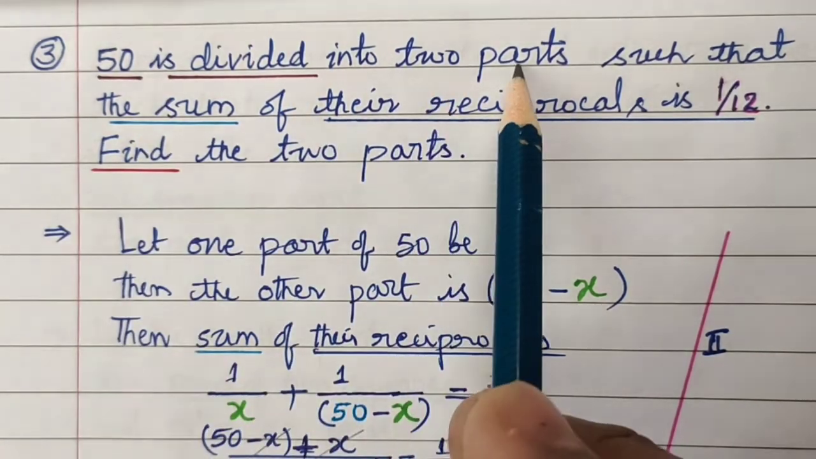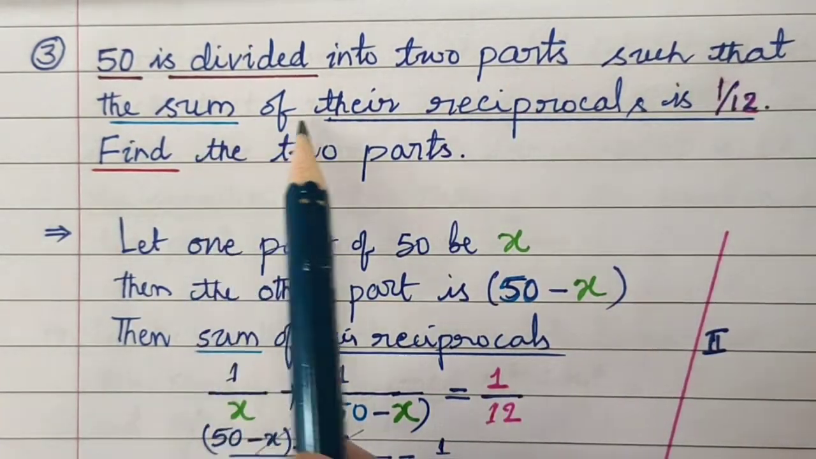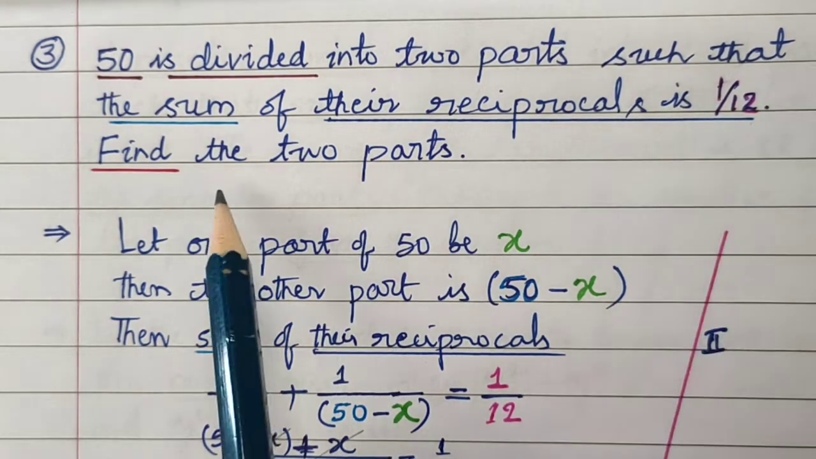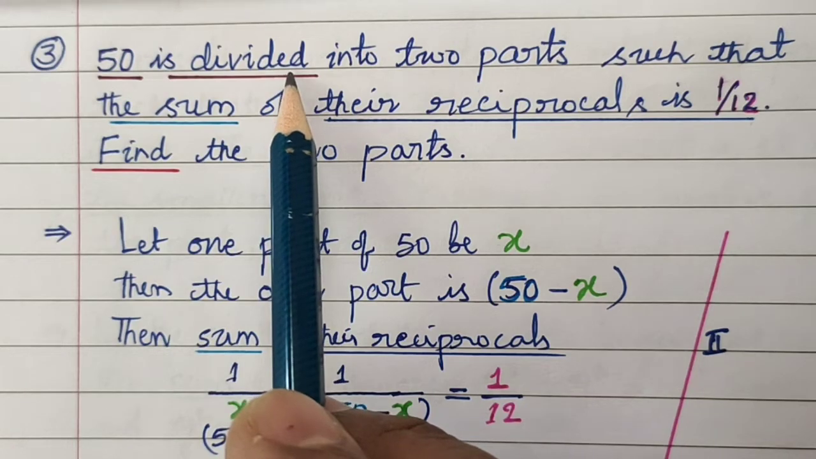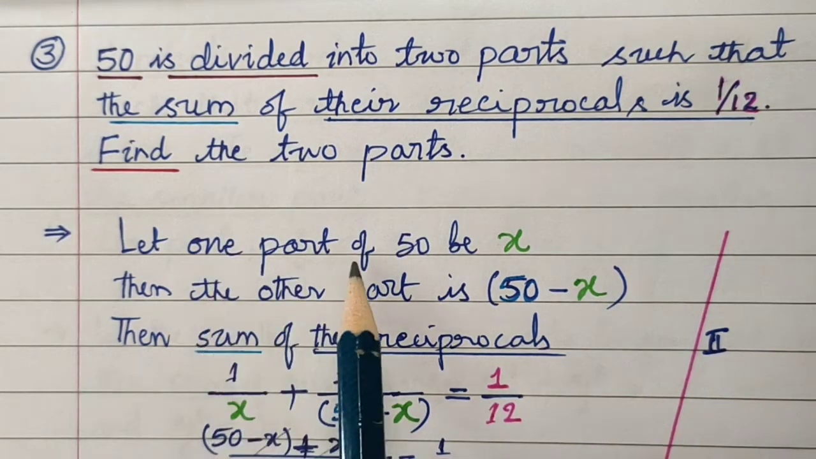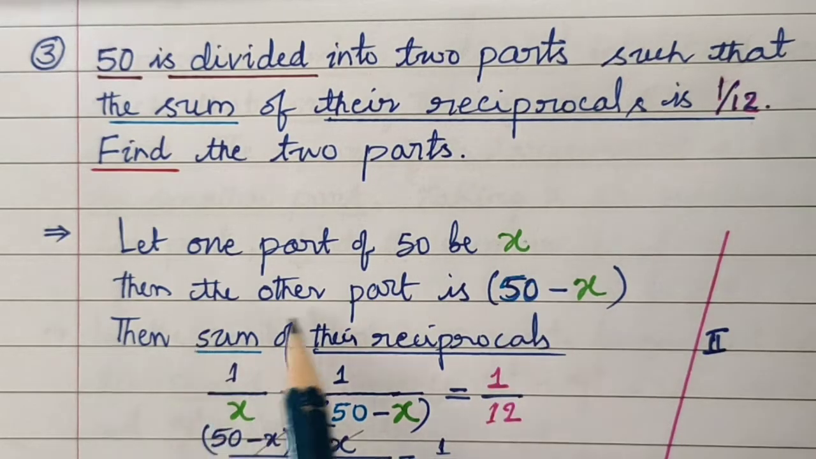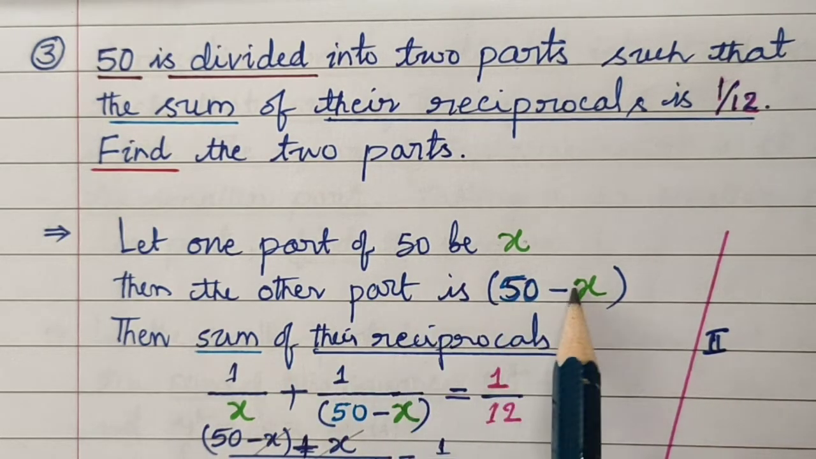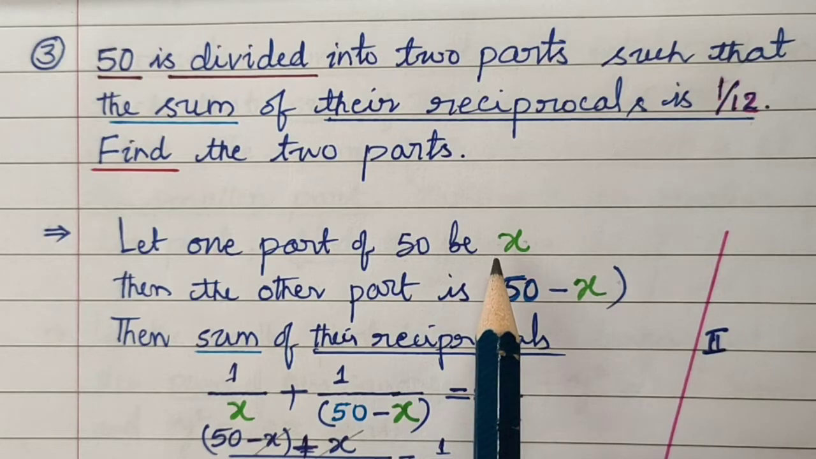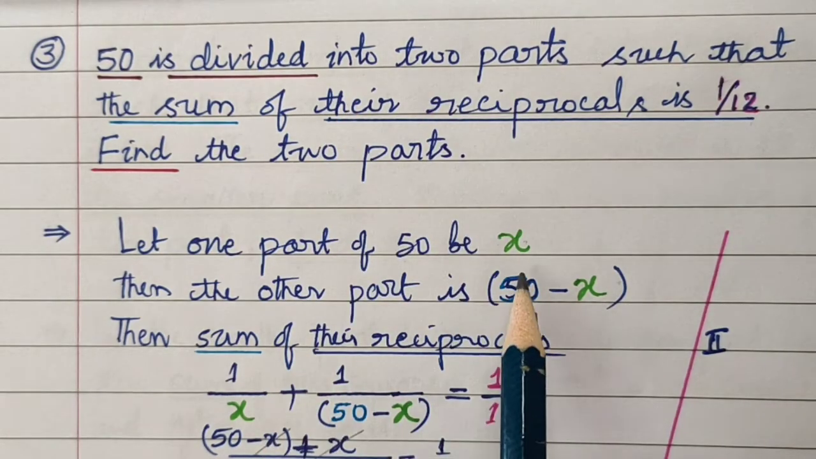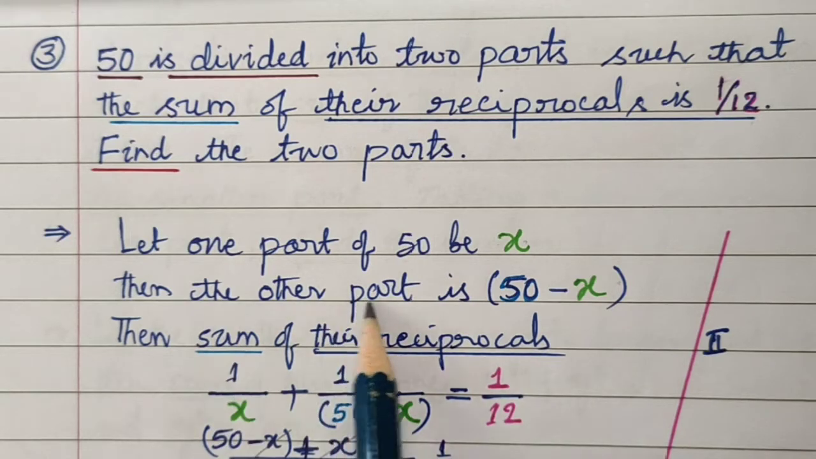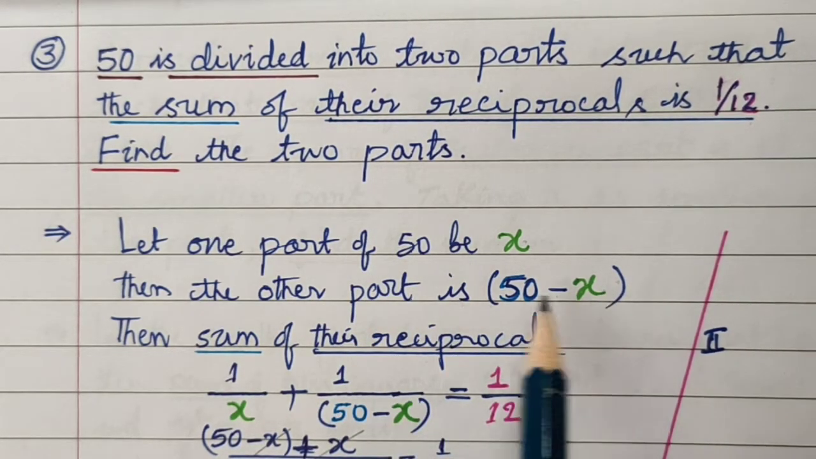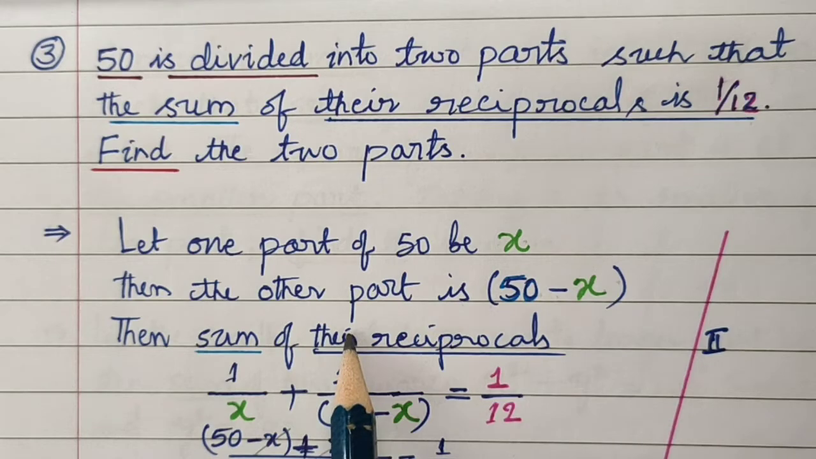50 is divided into two parts such that the sum of the reciprocals is 1 by 12. Find the two parts. Let us keep one unknown as x, and the other unknown according to the relation. Let one part of 50 be x, then the other part is going to be 50 − x. This is the relation.